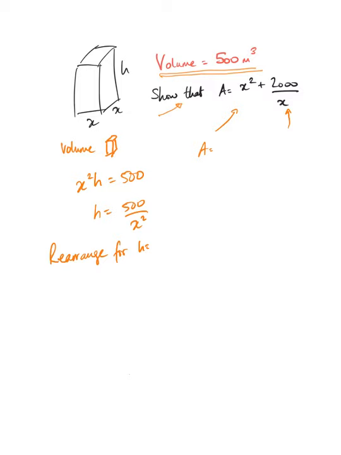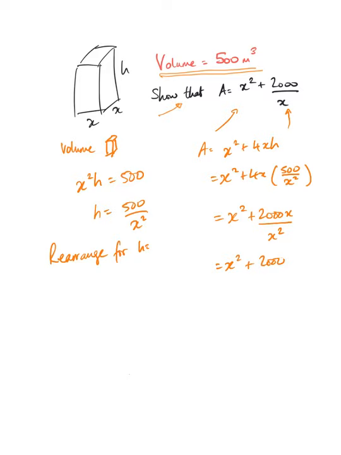And the reason I know it's h equals is because there's no h in this equation here. Now, the surface area of an open-topped cuboid, I'd have x squared plus 4xh. I don't want any h's, so I'm going to make that x squared plus 4x times 500 over x squared. And the reason I can do that is I know that h is equal to 500 over x squared. And if I multiply that out, I'll get x squared plus 2000x over x squared, which is x squared plus 2000 over x as required.